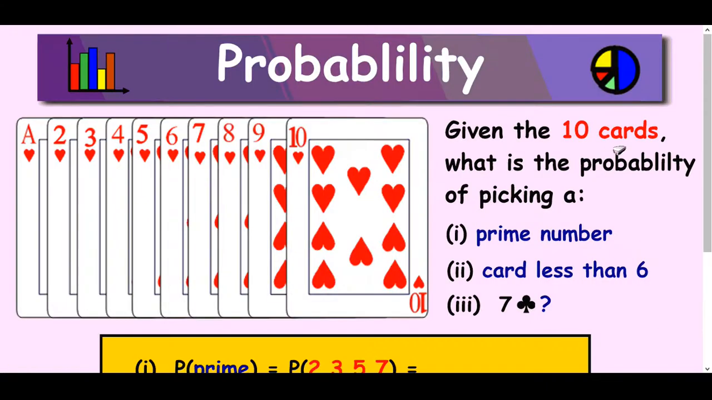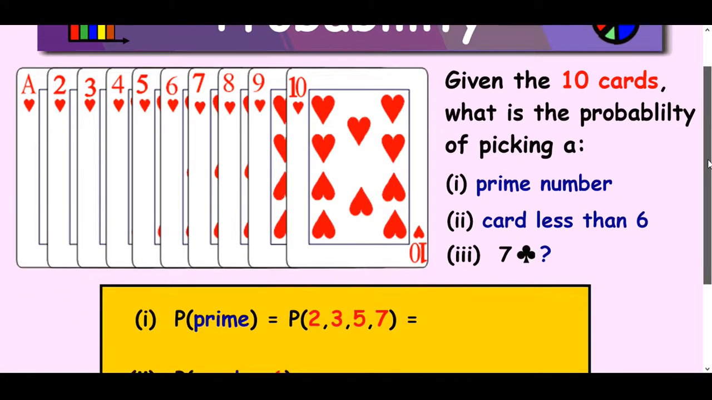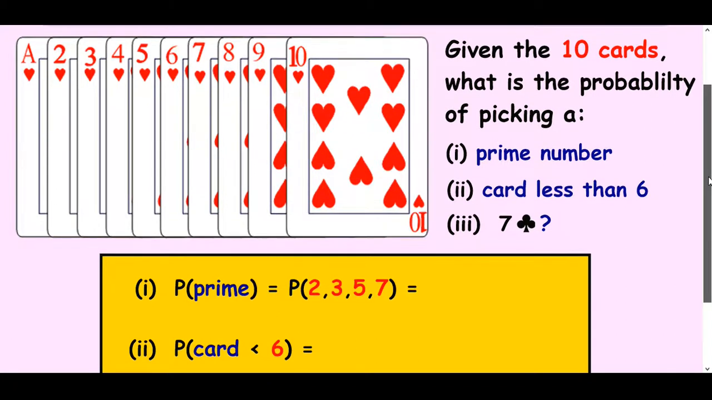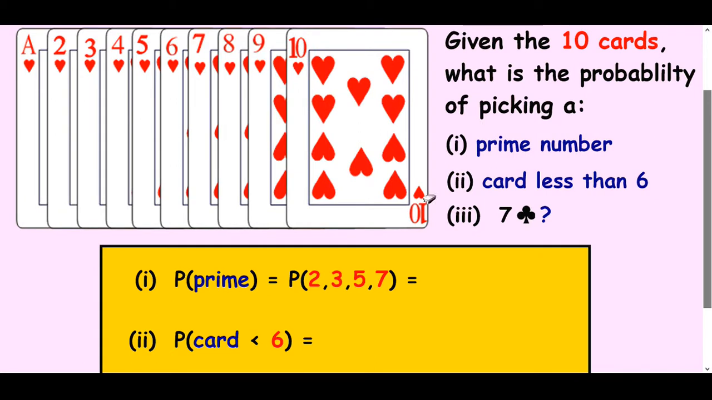Okay, let's do a few more cases here. So let's look at this idea here. Given the 10 cards, what's the probability of picking a prime number? Right, well, we have to firstly identify what the prime numbers are. So a prime number is a number that divides by itself and 1 only. It doesn't divide by anything else. So I've written probability of prime, and I've given the prime numbers here, which are 2, 3, 5, and 7. Those are the prime numbers in this list.